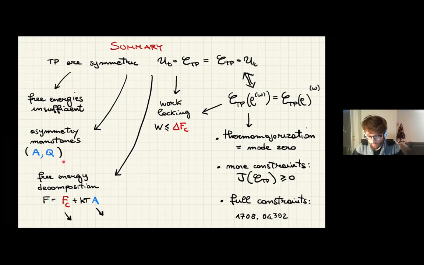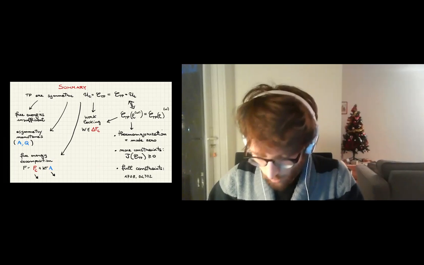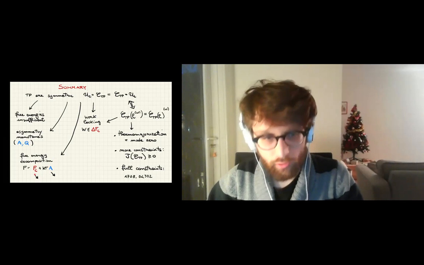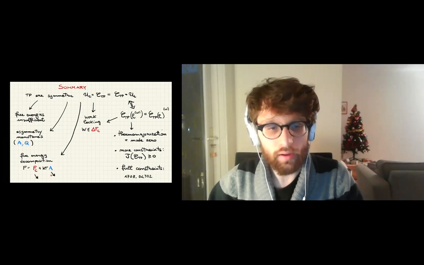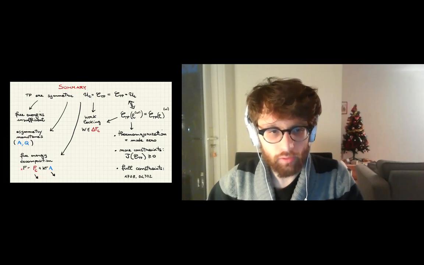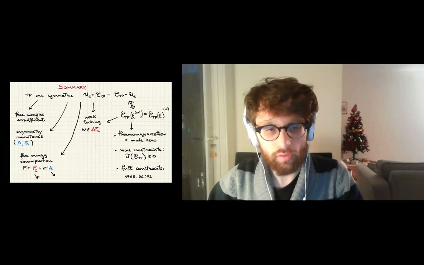And these are conditions that need to be satisfied if a thermal process exists between two states. We saw that the free energy, average energy minus kT times the entropy, can actually be decomposed into a classical part and a quantum part. What's interesting is that you can prove that both parts independently need to decrease, not only the total free energy itself. So this is going to give you stronger constraints.